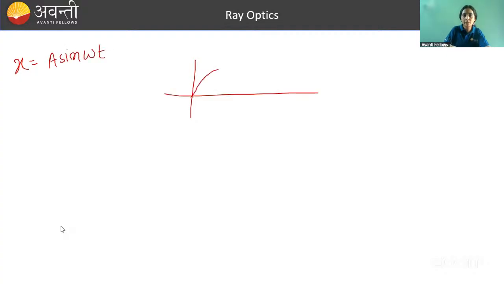उसके बाद है तुम्हारा velocity, acceleration और displacement का graph. So if I say displacement is equal to a sin omega t, then इसका ग्राफ आप कैसे बना सकते हो? साइन का ग्राफ. ठीक है, so this is what the sine graph looks like.